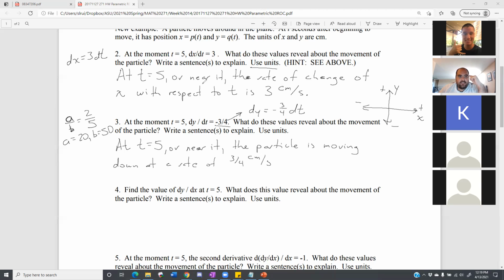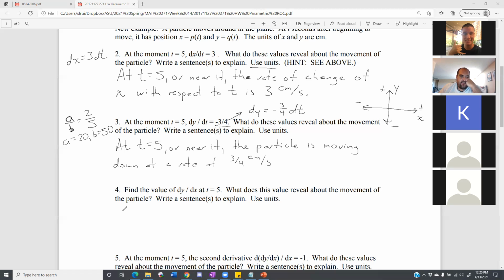Okay. And number 2 says that at this moment, the particle is also moving right. Right, because it's 3. Yep. Well, it's not specifically that it's 3, but because it's what? Positive. Positive. Yeah, exactly. Okay. And then 4, find the value of dy dx at t equals 5.